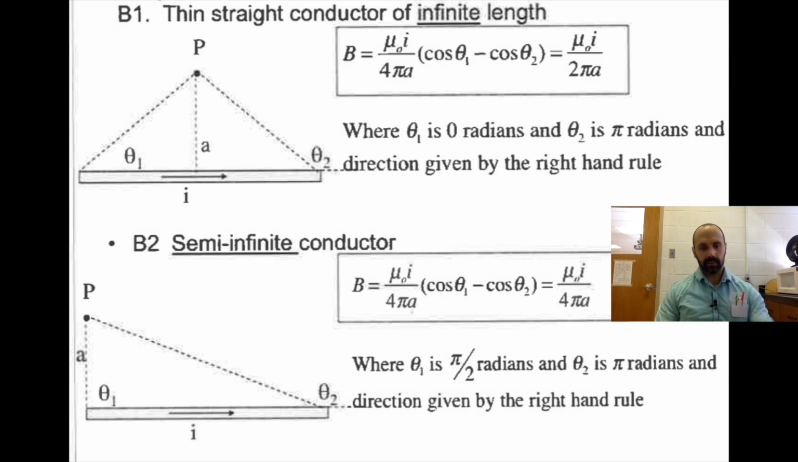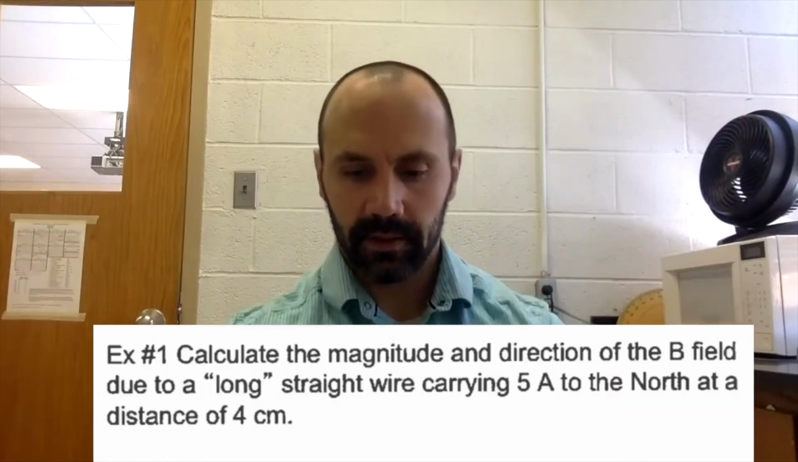And that would be good to remember as well, because we're going to see situations like that. When would we use that? Well, if you've got a wire coming up and then taking a sharp turn, you want to know the magnetic field due to this piece here, if you're over here.